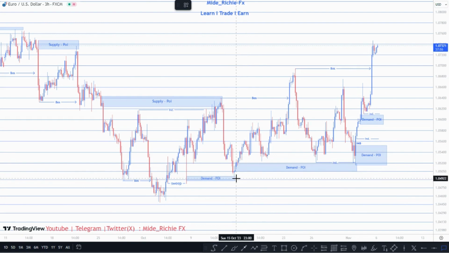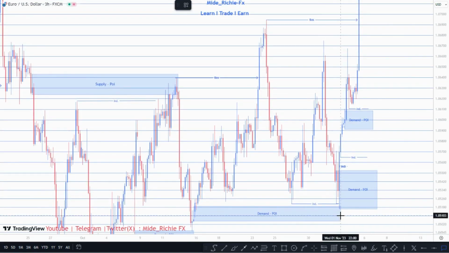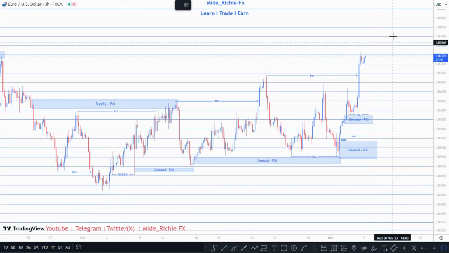So since then we have been going bullish, right? We had the change of character at this point that I use as inducement here. We had the change of character right here, then market bullish. Market mitigated another demand zone right here, then market goes bullish again.